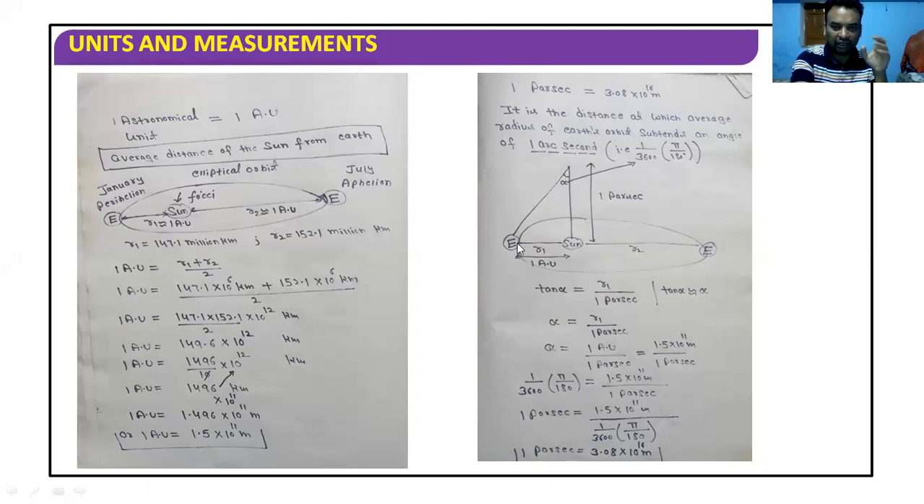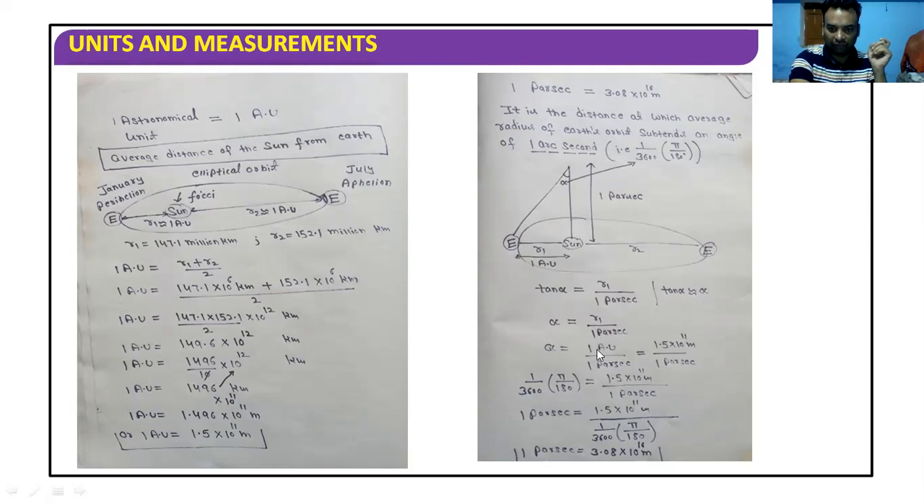But here I have taken perihelion separately. We will get the same result whether I take perihelion or aphelion. So for perihelion I solve this. R1 was nearly equal to 1 astronomical unit, so simply we can find tan alpha. By this tan alpha, we will get alpha because the angle is very small. So alpha is equal to R1 upon 1 parsec.